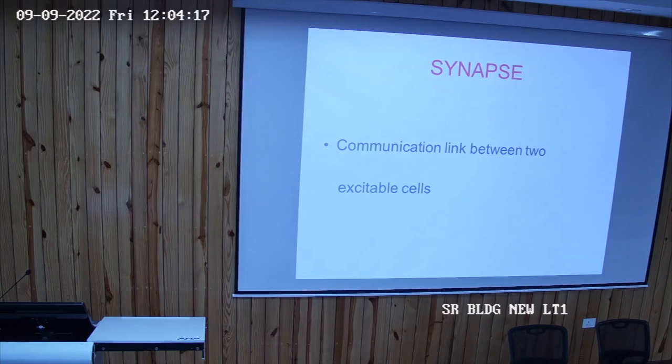कौन सा सेल? नहीं, connective tissue cell of the brain, astrocytes are there. So communication can occur, and astrocytes are not excitable cells at least. But typically we define synapse as a site of communication between two excitable tissues or two excitable cells.